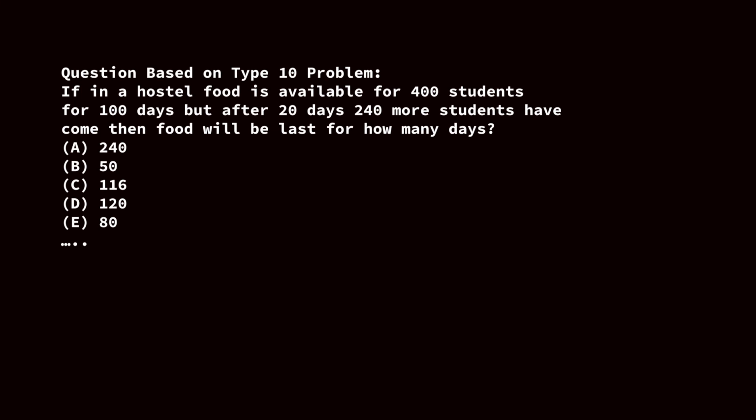Let's better understand these problems, and let's solve one problem. In a hostel, food is available for 400 students for 100 days, but after 20 days, 240 more students have come. Then for how many days will the food last? As we can see in the problem, for 400 boys food is available for 100 days. But what is happening after 20 days, 240 more students have come.